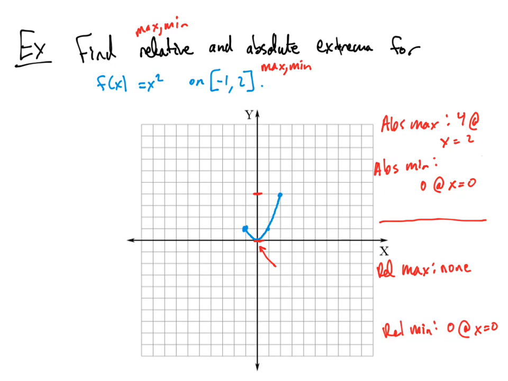So one thing to point out here is that the absolute min of this function and the relative min are the exact same thing. So one thing to just keep in mind is that this is possible. The relative min and the absolute min could be the same value. Likewise, the absolute max and the relative max could also be the same value. That's not the case for this particular function, but it is possible.